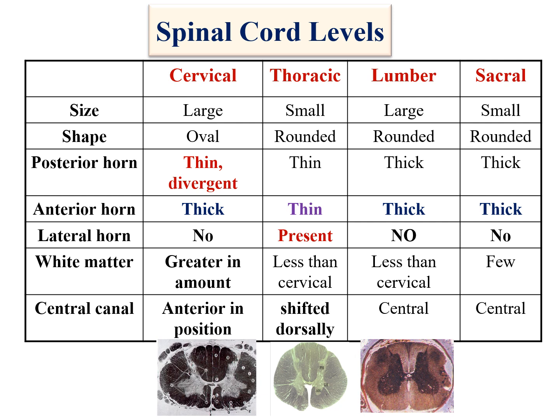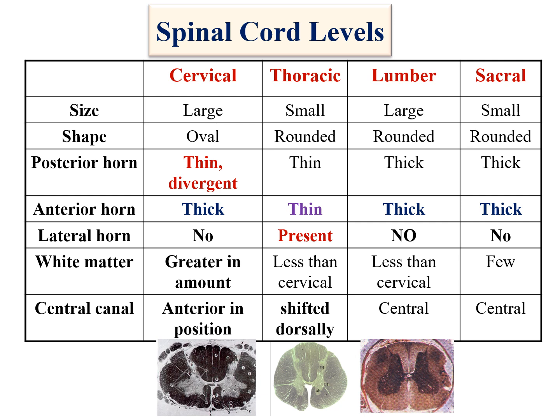What about the white matter? The white matter in the cervical segment is greatest in amount, thoracic is less than cervical, lumbar is less than cervical, and sacral is few. What about the central canal, the position of the central canal?